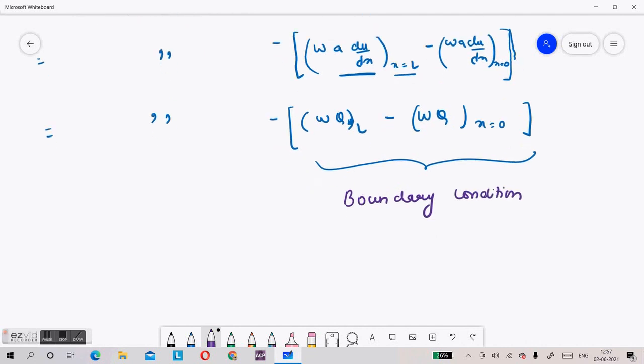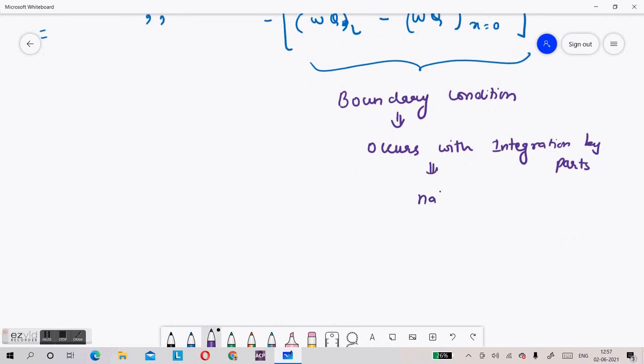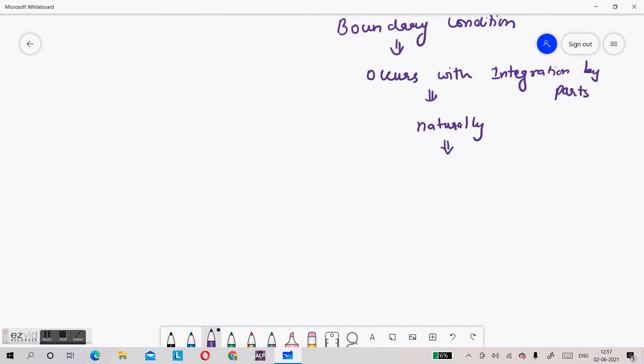This boundary condition occurs with integration by parts. So this occurs naturally. So what do we call it? Natural boundary condition.